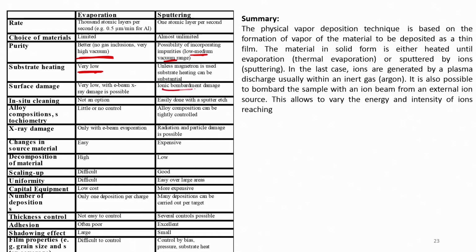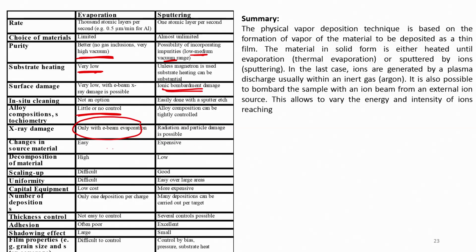Here the ionic bombardment damage is possible on the surface. In situ cleaning is not possible in evaporation, while it can be easily done with sputter etch. Alloy compositions, stoichiometry, little or no control, right, because you have very little time for the rearrangement, while in sputtering alloy composition can be tightly controlled. X-ray damage only with E-beam evaporation. Radiation particle damage is possible, however X-ray is not generated.